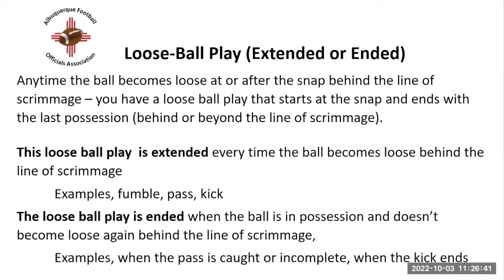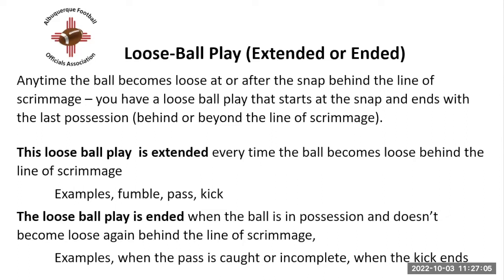You have a quarterback that's underneath the center, takes a direct handoff, runs back, flips the ball to a running back. Now the ball became loose behind the line of scrimmage. That loose ball play is now in effect, and it started with a snap. It does not end until that runner is tackled either behind the neutral zone or beyond the neutral zone. That's all part of that loose ball play.